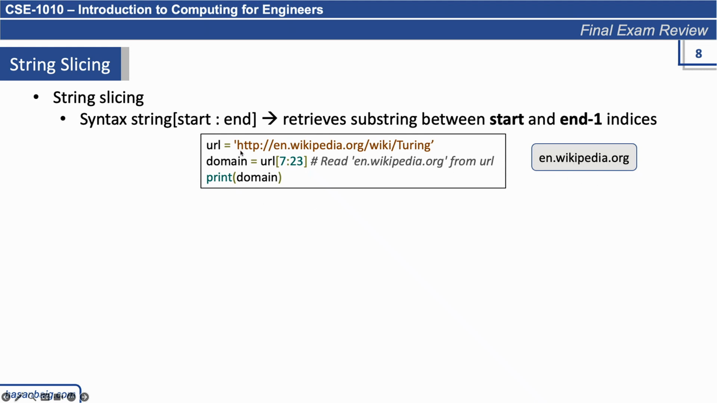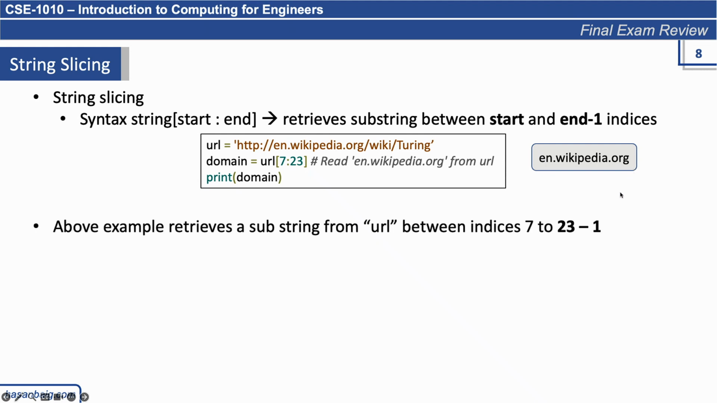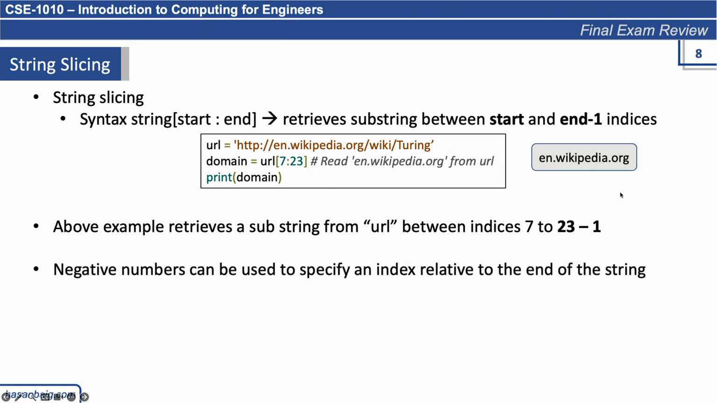Here you can see we start from 0, 1, 2, 3, 4, 5, 6, and 7. So the 7th character here is E, and it will start reading from E all the way until the 22nd character, 23 minus 1, which is G. So it retrieves a substring from the URL between 7 and 23 minus 1.